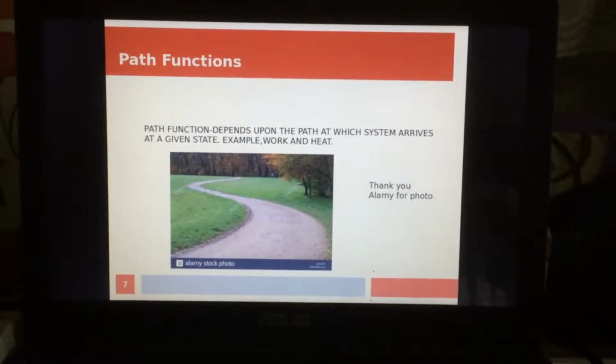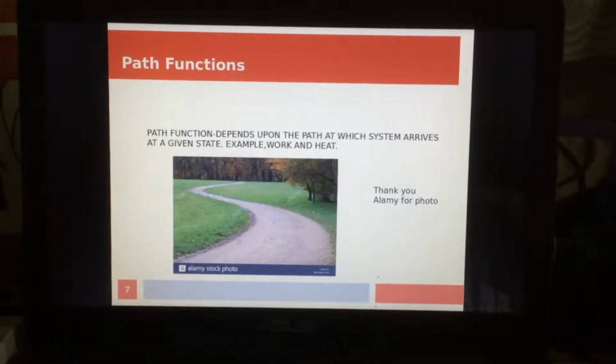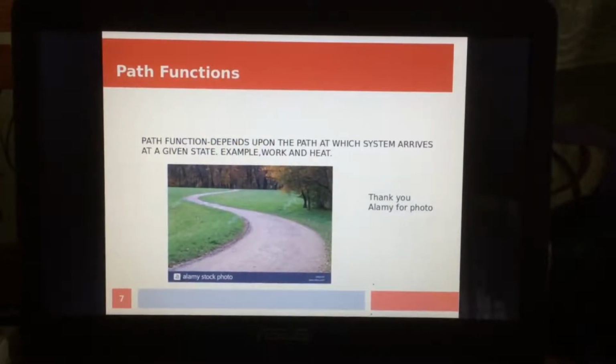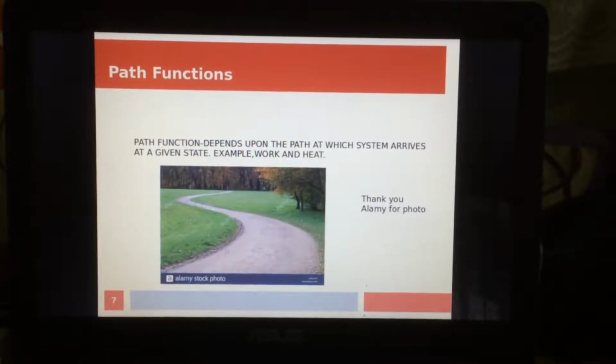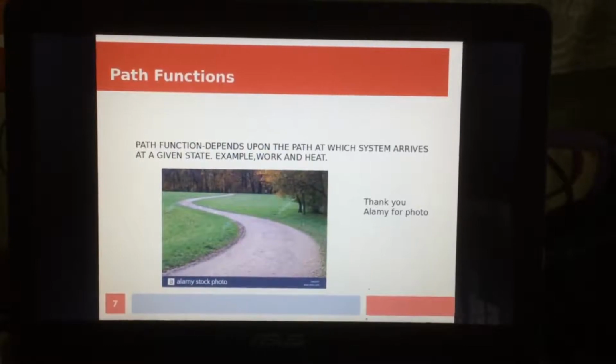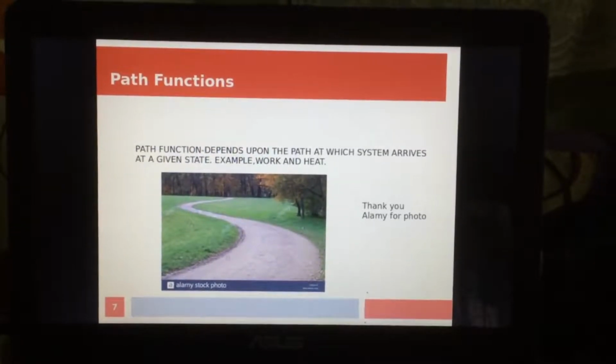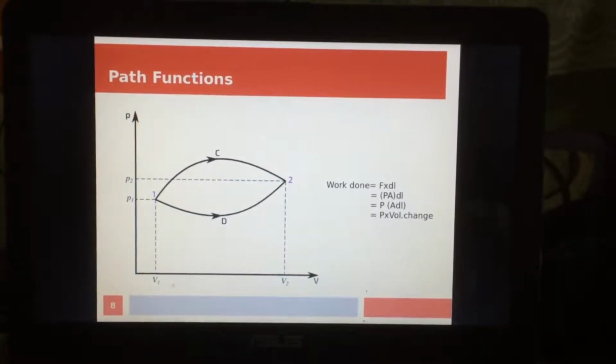of functions which are known as path functions. For example, work and heat, these are the path functions. This depends on the path at which the system arrives at a given state. Now, let us have a look at the path function.